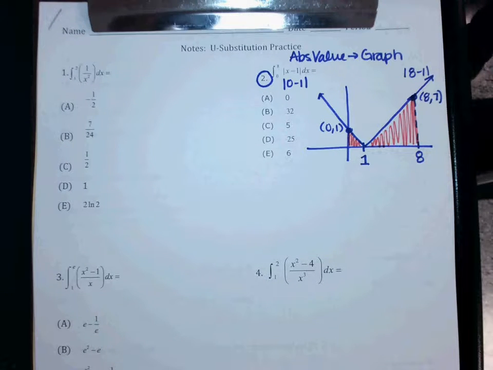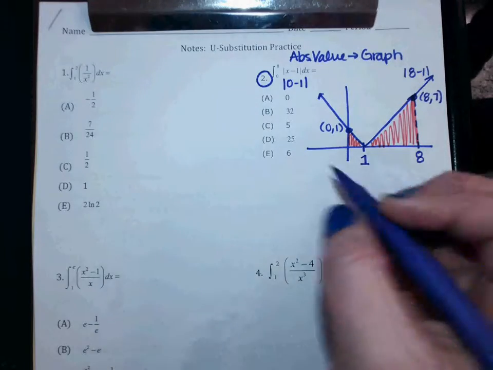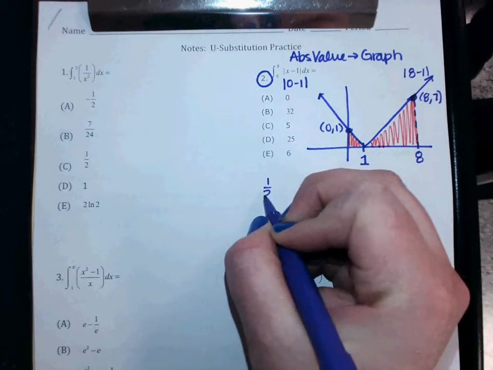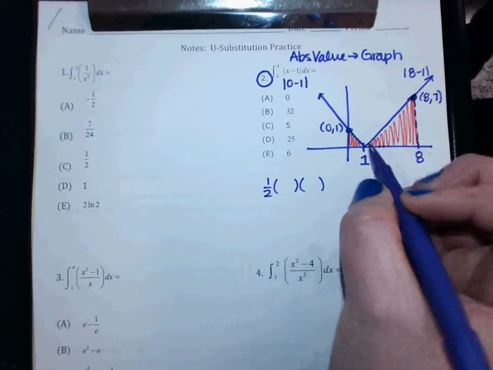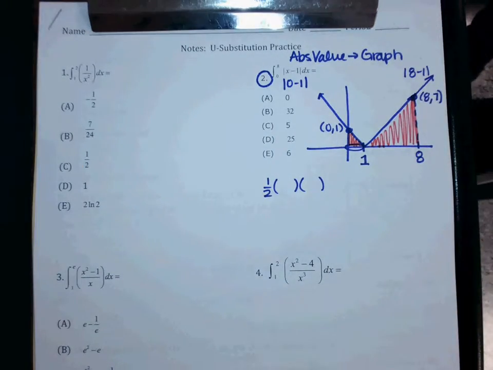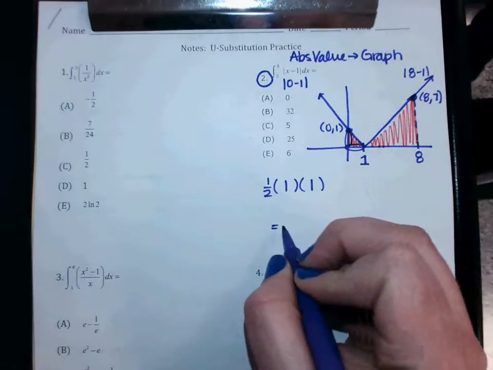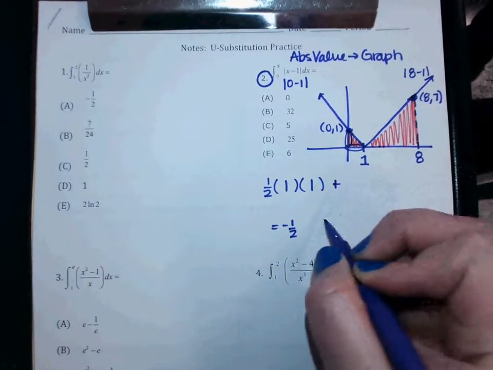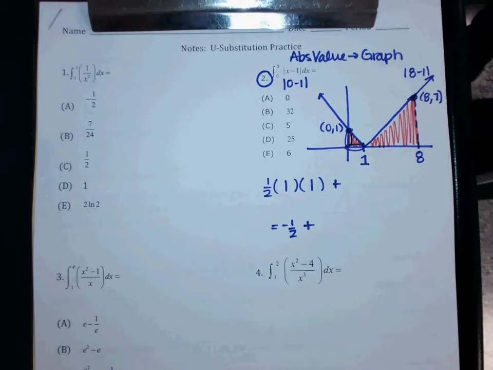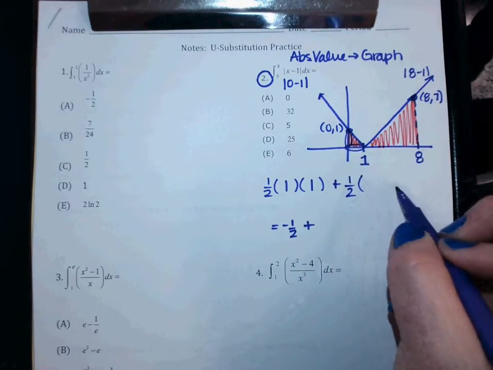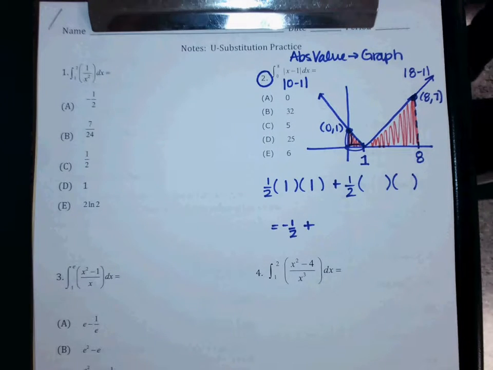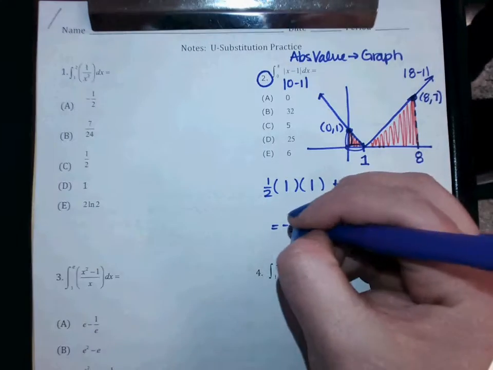Okay? Then from there, you'll find the areas of your triangles. You'll add them up. So this triangle right here is going to be 1/2 base times height. What's my base? What's my height? 1. 1 times 1, half of that is 1/2. Okay, plus second triangle, 1/2 base times height. What's my base? Is it 8? Oh, it's not negative. Sorry.